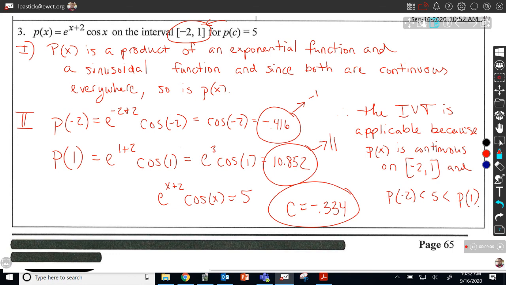That's it for now. I've shown you how to apply the IVT in a couple different ways, I think. At least one way for now. And I think I got another video where I'm going to talk a little more about it.